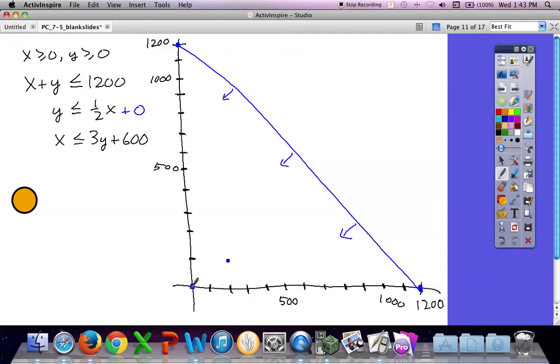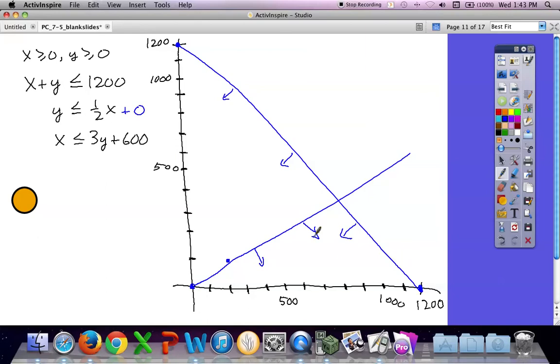So it looks like that. Kind of missed the point, but that's okay. Okay, where do I want to shade? I can't use the origin as a point, but I can use the fact that it says y is less than or equal to. So we know that when it's solved for y, that means shade below. So we want to shade below.